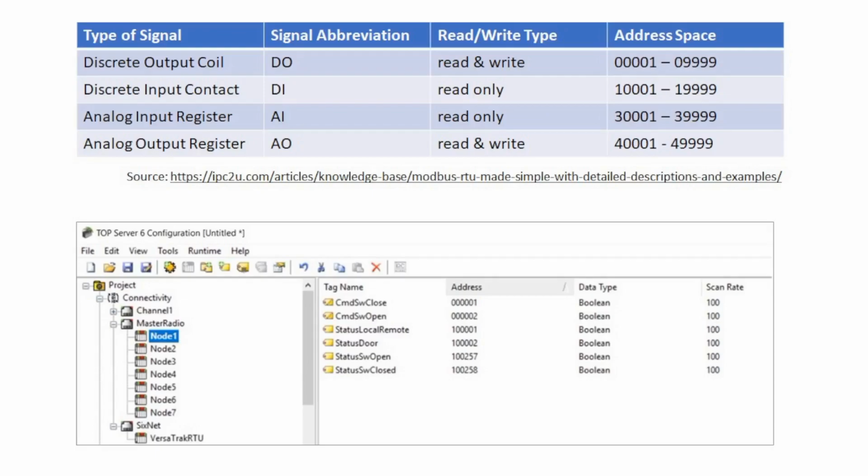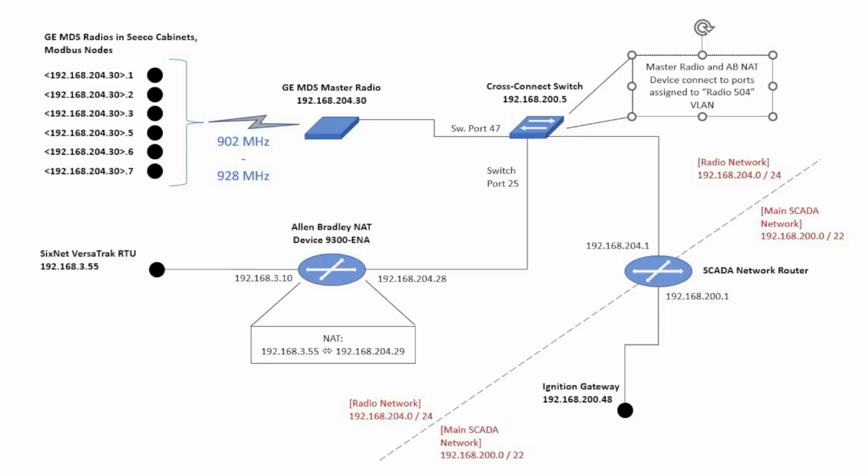Next, I'll discuss network topology. This application requires network devices to communicate status and command signals across different physical media and network domains. I'll start my discussion from the field end instead of the user or OPC end. For my project, field devices are members of a virtual network that the MTC SCADA department head created for radio equipment called 192.168.204.0. That's a CIDR/24 network.